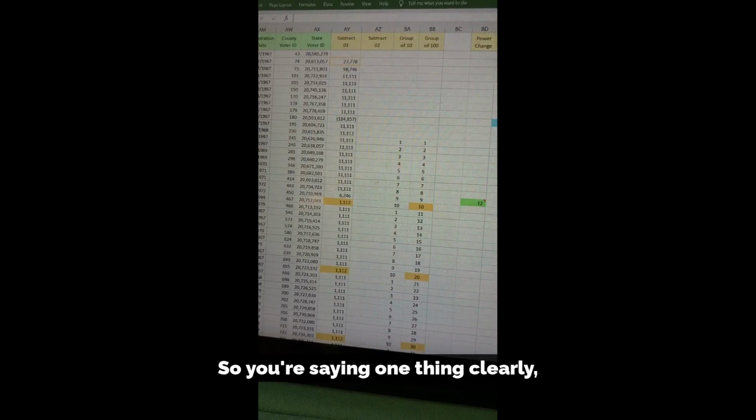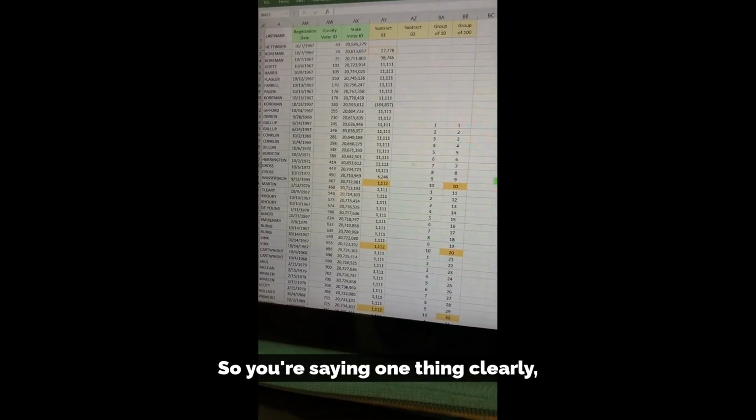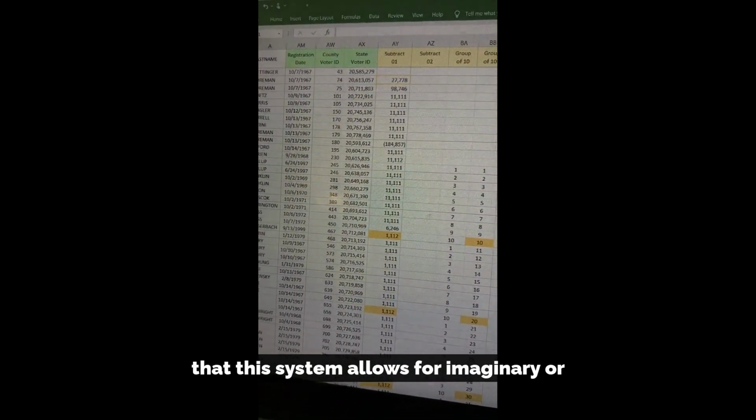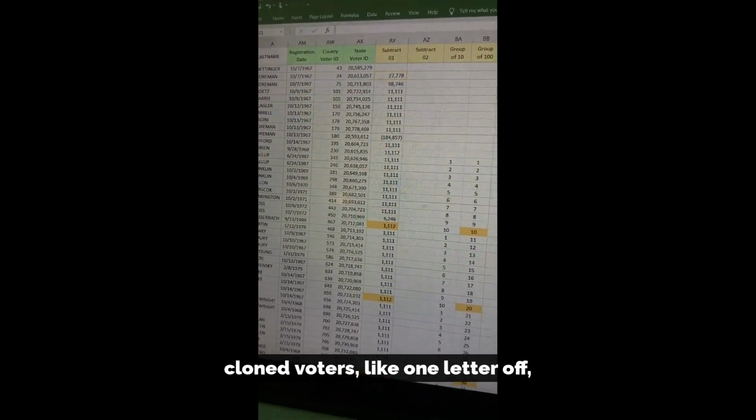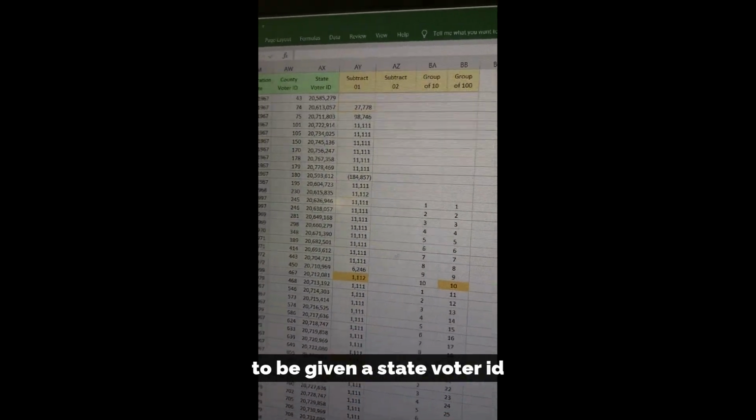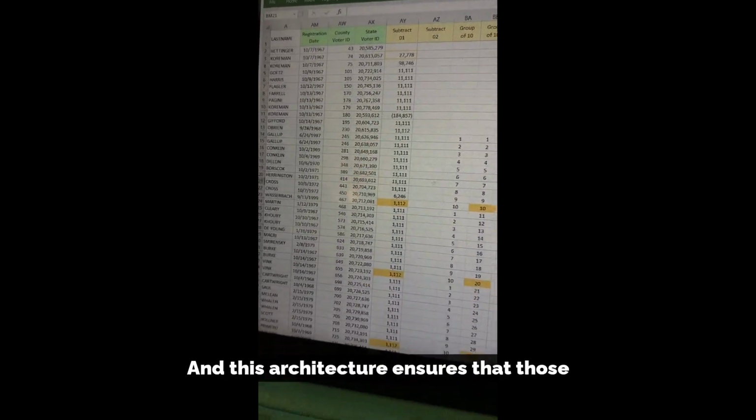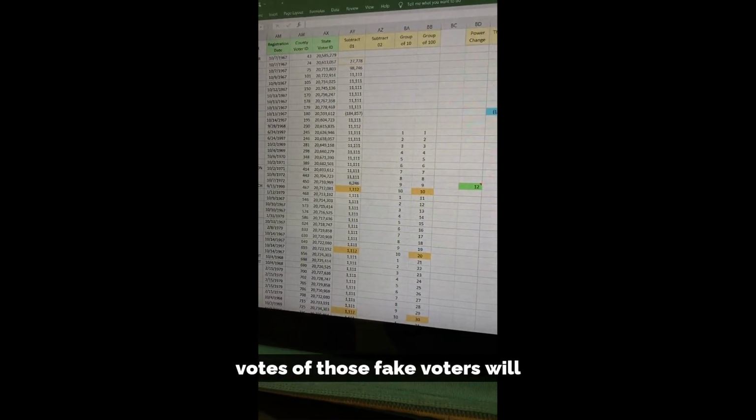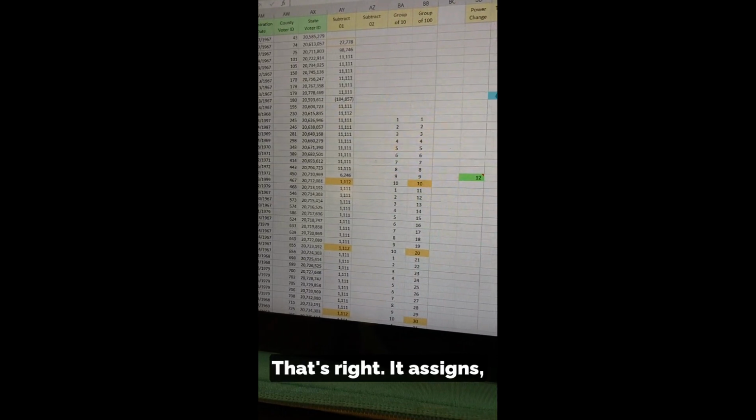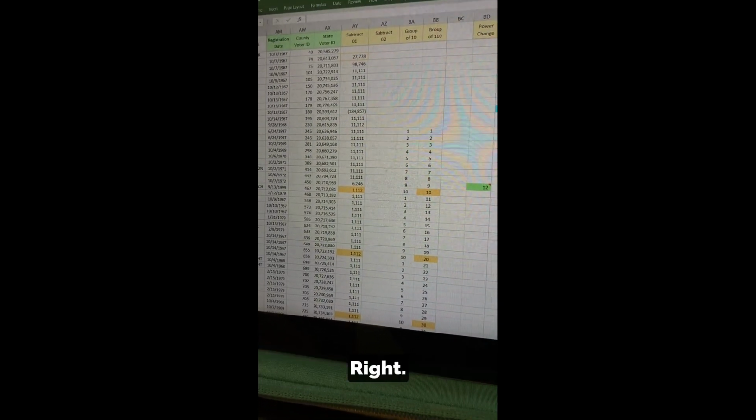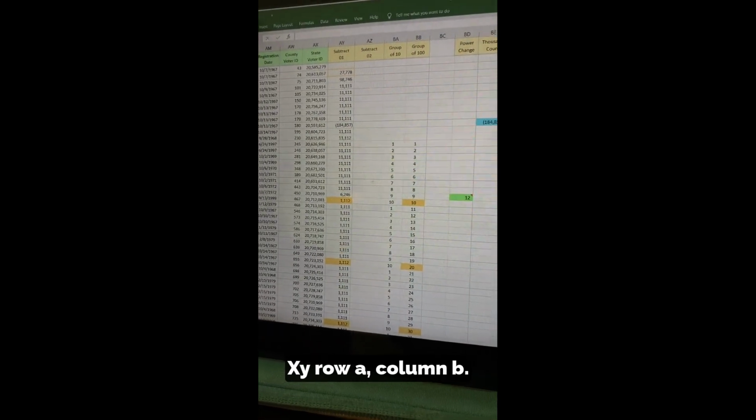Okay, so you're saying one thing clearly, that this system allows for imaginary or cloned voters, like one letter off, to be given a state voter ID and a county voter ID, and this architecture ensures that the votes of those fake voters will be counted. Is that correct? That's right. It assigns essentially a parking spot, or think of it as a crossword puzzle. Right. XY, row A, column B.